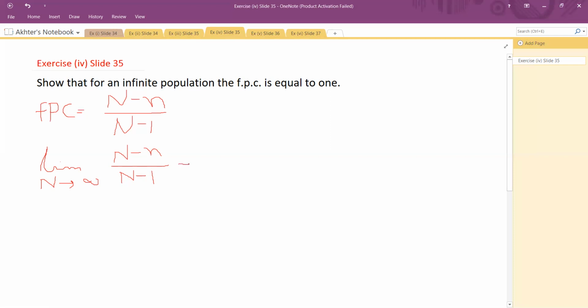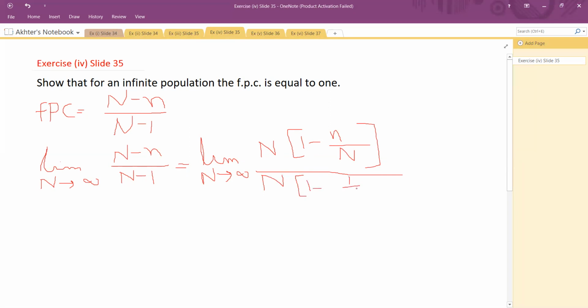So we have to use a technique of factorization for implementing this limit. According to that, we have to take common from both sides, the numerator as well as the denominator. If we take N as common from the numerator, this becomes 1 minus n upon N. And in the denominator, if we take capital N as common, this becomes 1 minus 1 upon N.